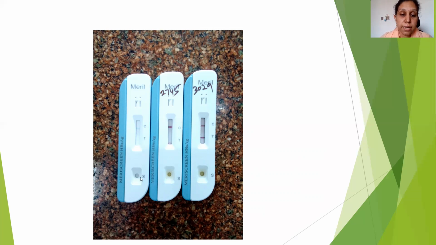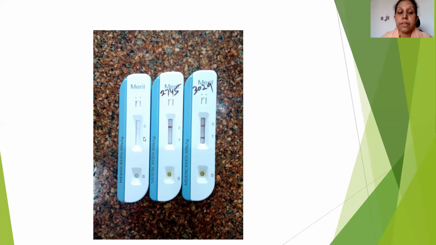The colloidal gold particles are near the serum spot. Due to the lateral flow, the capillary action, the serum takes some gold particles from here and proceeds to the nitrocellulose pad. Here we have some immobilized areas, which are the C line and the T line.